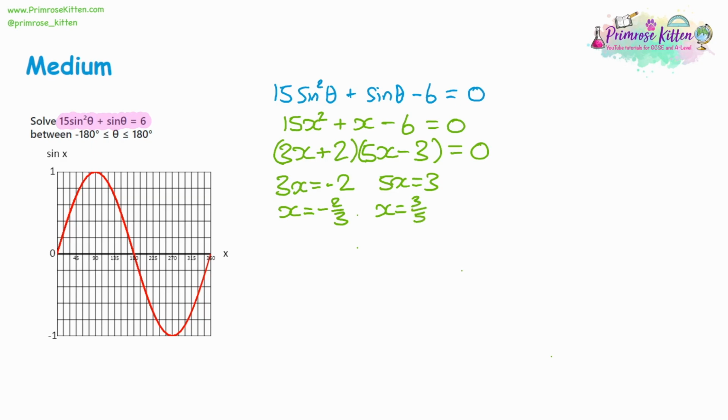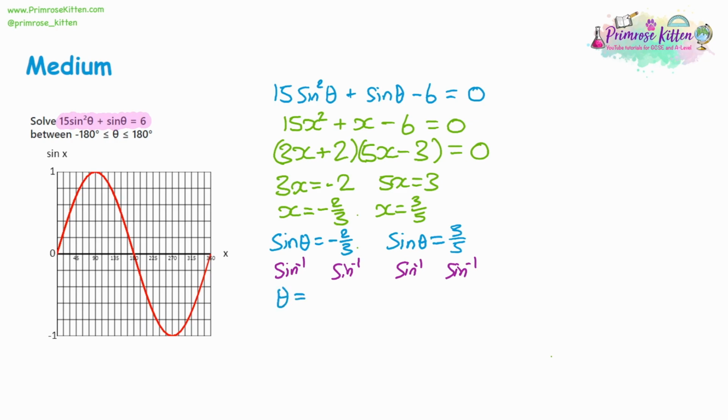Now at this point, this is where we bring the trigonometry back. Now we swap x for sine. So sine theta is equal to negative 2/3, and sine theta is equal to a positive 3/5. And so for our next step, trying to solve this, we do the inverse of sine to both sides. We do that for both possibilities, and it's going to give us a list of values for theta.